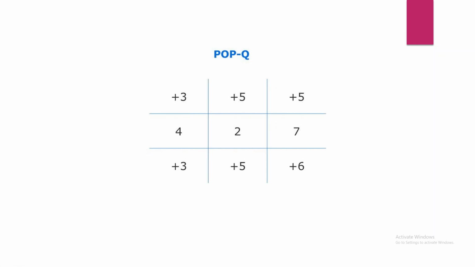Now, 7 minus 2 will be 5. So it is the maximum, plus 5. Anterior compartment stage 4. Everything is stage 4. Anterior, apical, and posterior all are stage 4. Agree? Yes.